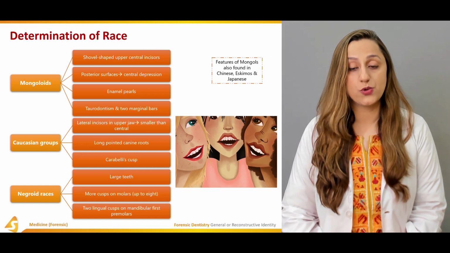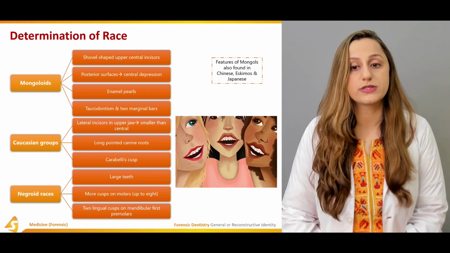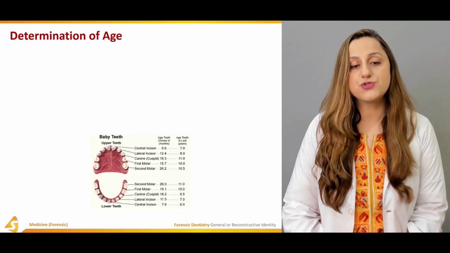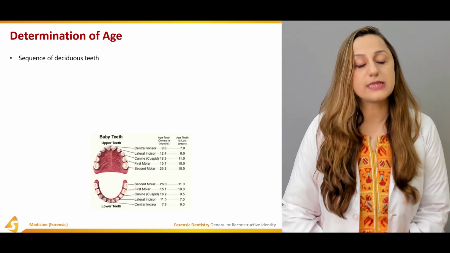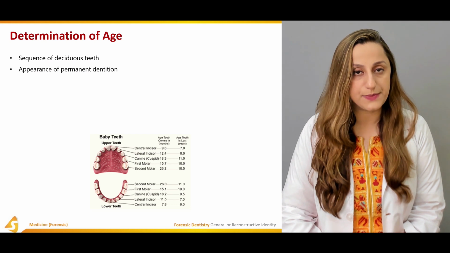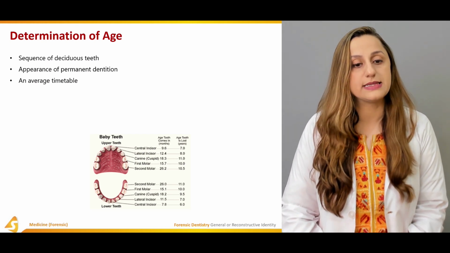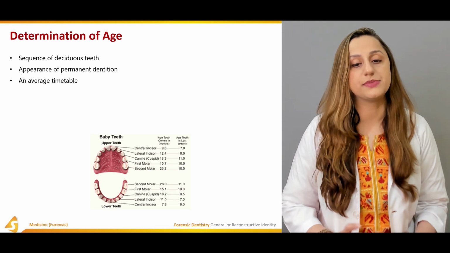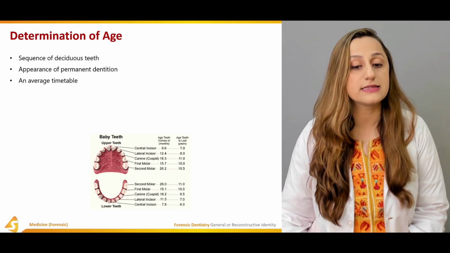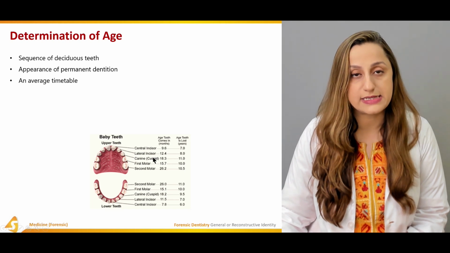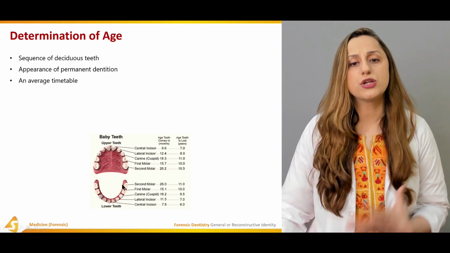Features of the Mongols are also found in the Chinese, Eskimos, and Japanese, and we have to keep these regions in mind as well. So the sequence of the deciduous teeth has to be kept in mind. We can have the appearance of the permanent dentition at this level, and an average timetable is usually given in this sense.